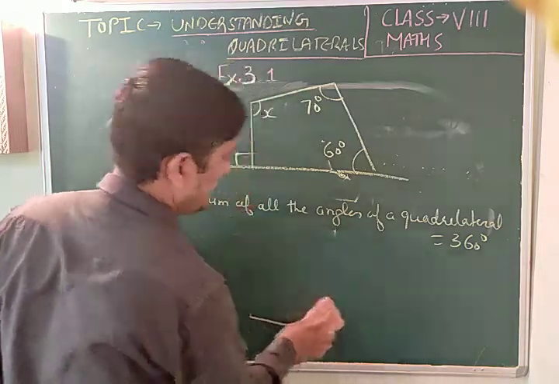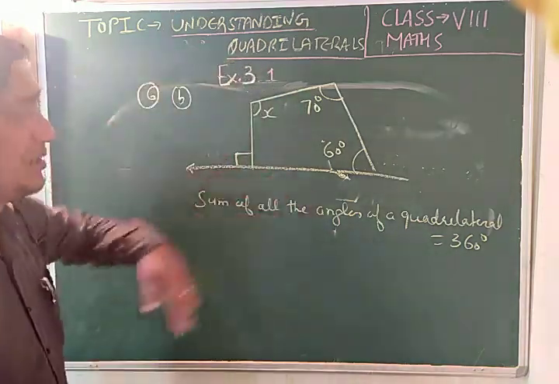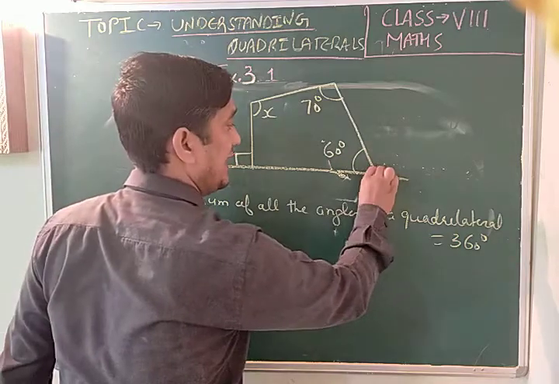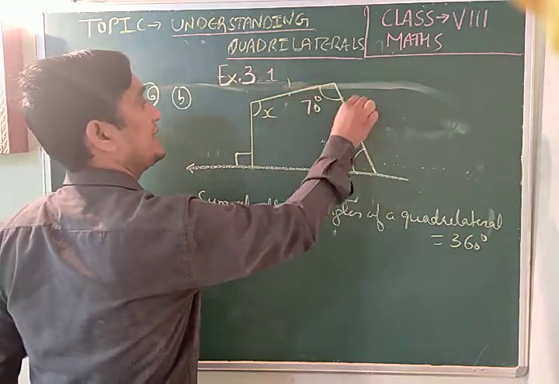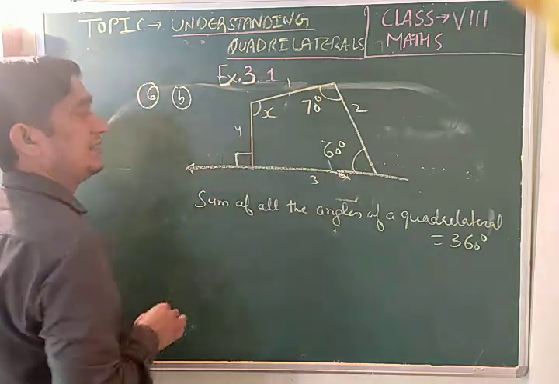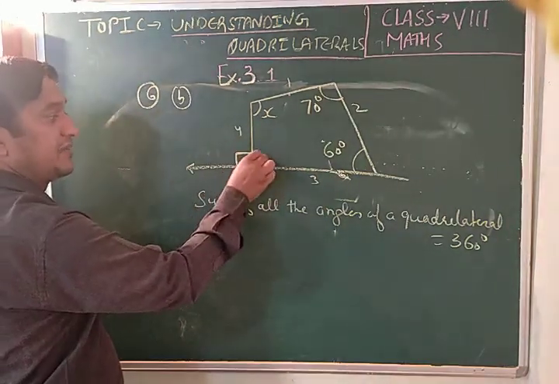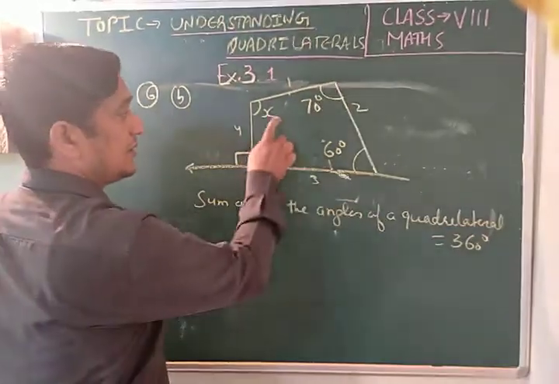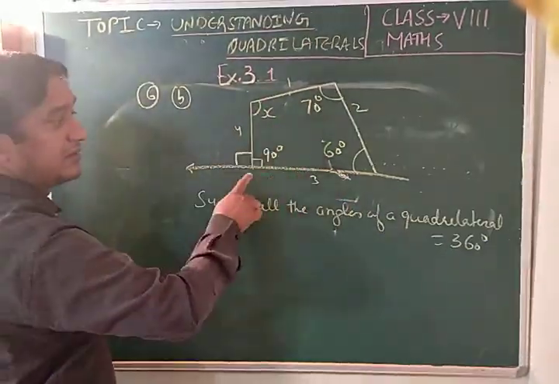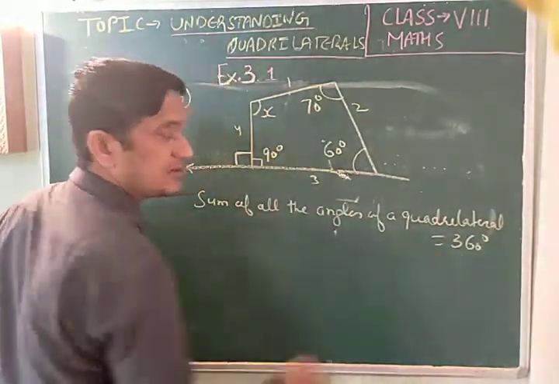Now children, don't get confused by looking at this figure. The figure is what? Again it is a quadrilateral. One side, second side, third side and this fourth side. And this is the symbol of 90 degree angle. So it means this is also 90 degree. Now if this is a quadrilateral, the sum of all the angles would be 360 degree.